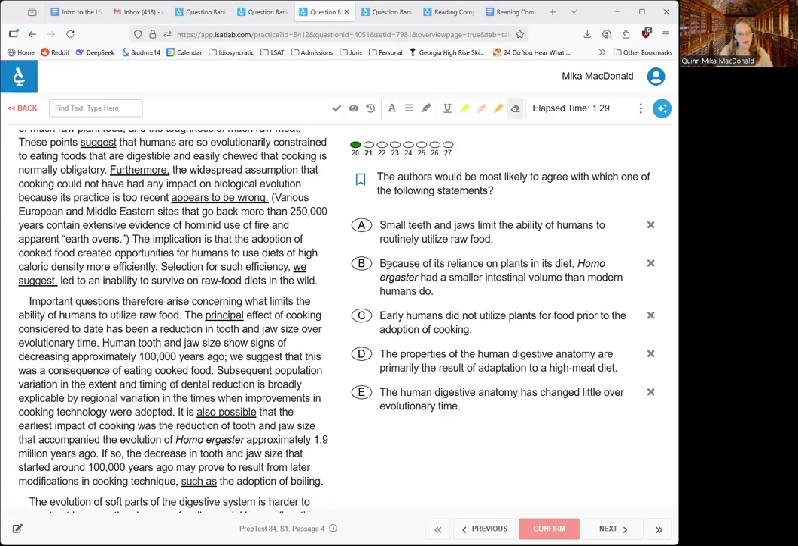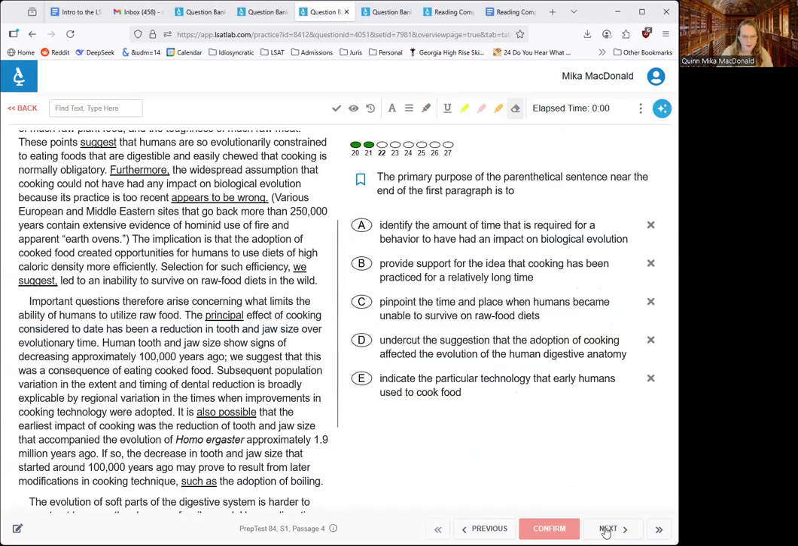Yeah, the author brings this up at the beginning of the second paragraph, right? And they don't necessarily say this explicitly, but the way they phrase this, important questions arise about the limiting humans to utilize raw food. And then they immediately talk about tooth and jaw size reduction, right? So they don't say specifically that it is the cause, but by proximity and inference, I think A is the best answer. Yeah. All right.